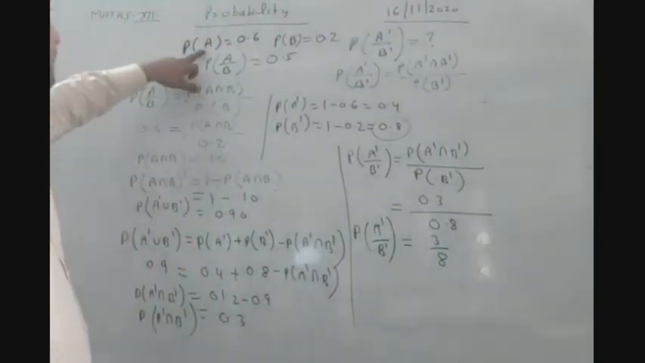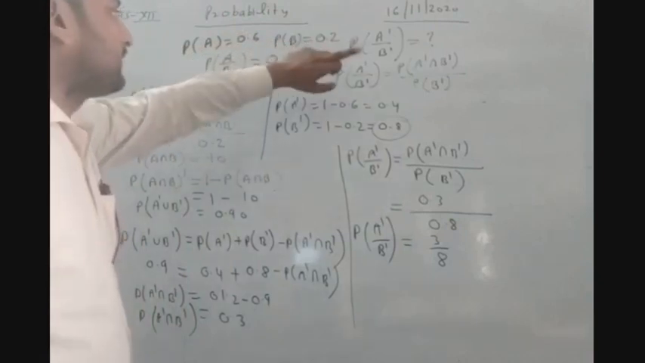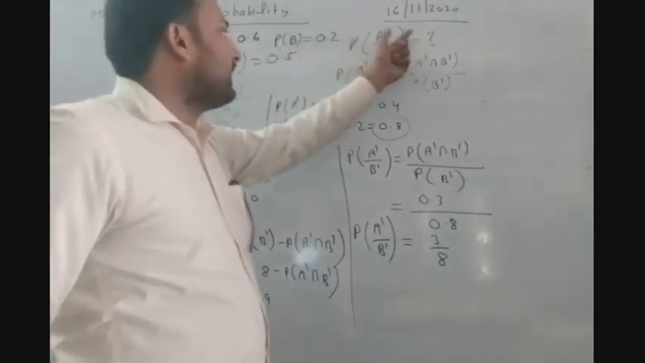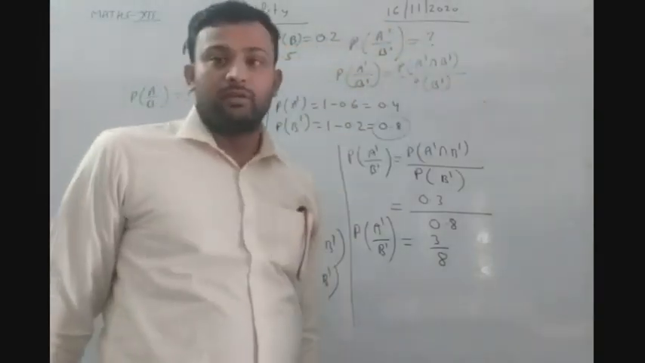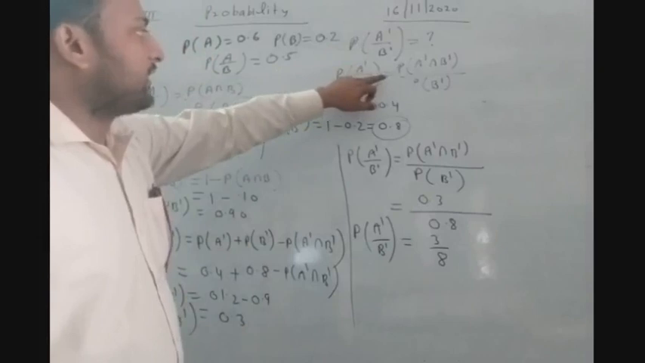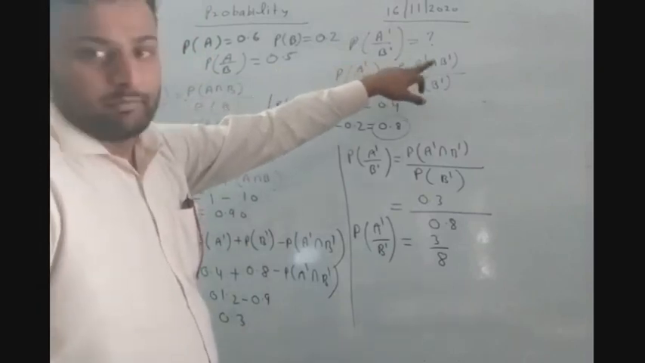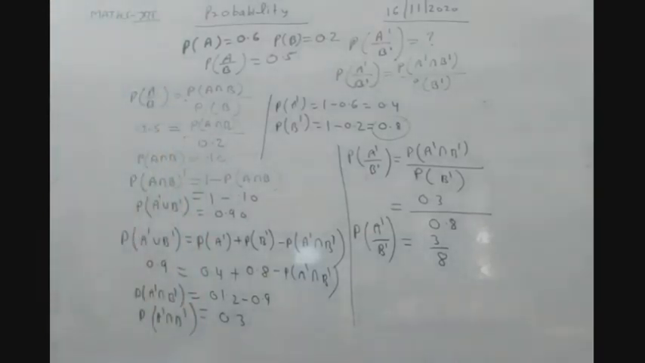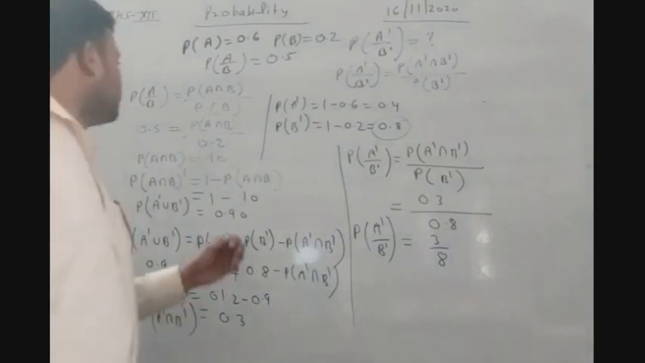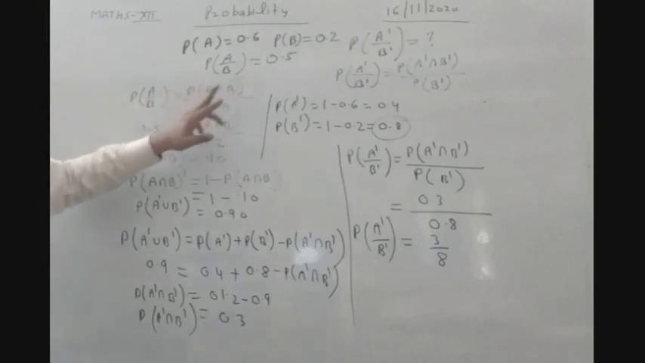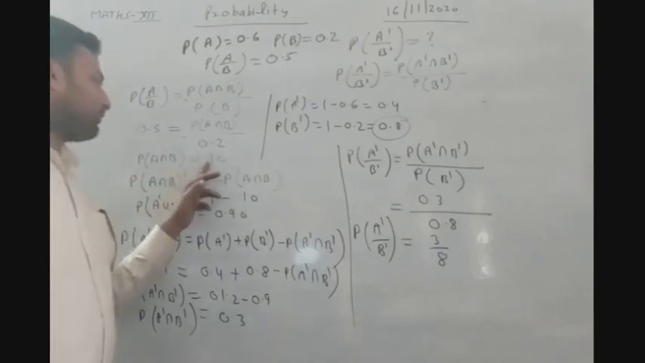Okay, so we are given probability of A is this, probability of B is this, and probability of A by B, which is conditional probability, is 0.5. Then we have to find probability of A dash by B dash. We know the formula: probability of A dash by B dash is equal to probability of A dash intersection B dash divided by probability of B dash. First we find probability of A by B, which is probability of A intersection B by probability of B. After putting the values, we get probability of A intersection B is 0.10.